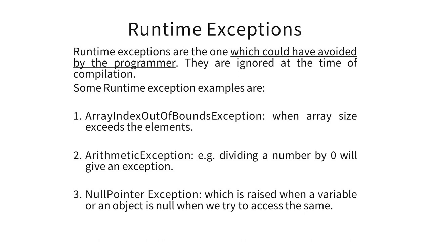If the developer carefully develops the code, this type of exception can be avoided. So they are ignored at the time of compilation also. Array out of bound exception, arithmetic exception, null pointer exception: this type of exception is called runtime exception. These exceptions can also be avoided, like array out of bound exception.